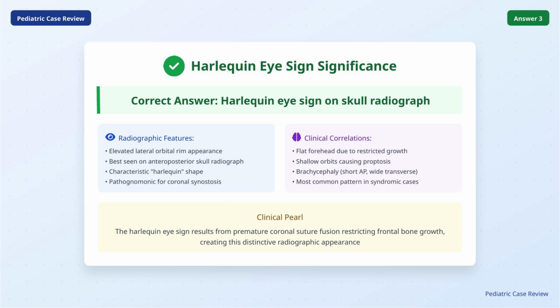This finding demonstrates elevated lateral orbital rims caused by premature coronal suture fusion. The resulting brachycephaly, with shortened anteroposterior and widened transverse diameter, is characteristic. This represents the most common cranial suture involvement pattern in syndromic craniosynostosis and requires careful evaluation.